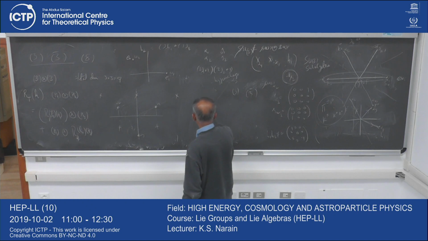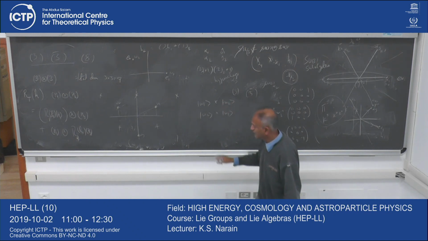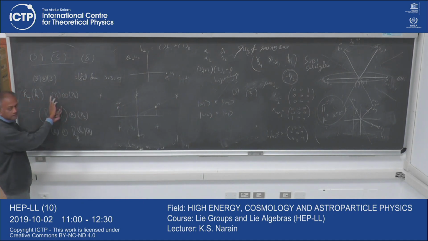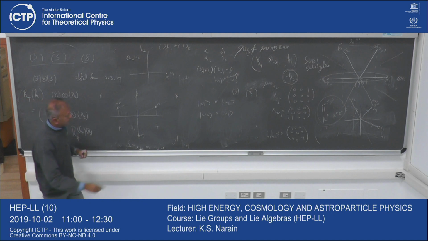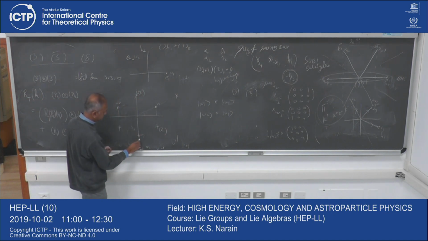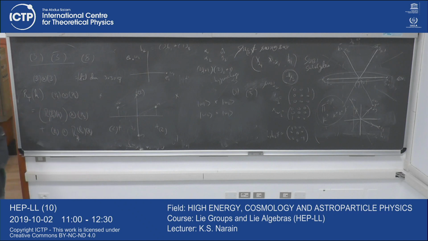So you can take W1, W2, or you can take W2, W1. Correct? I mean, from this one I take the weight W1, from here I take W2, or vice versa. So the multiplicity: each of them is coming with multiplicity 2, whereas this is coming with only multiplicity 1.